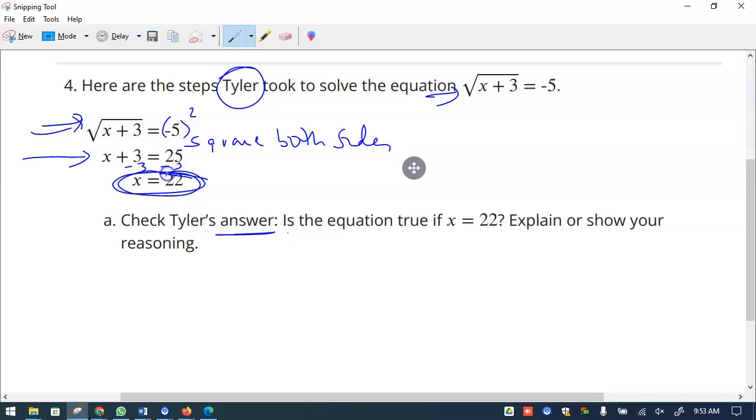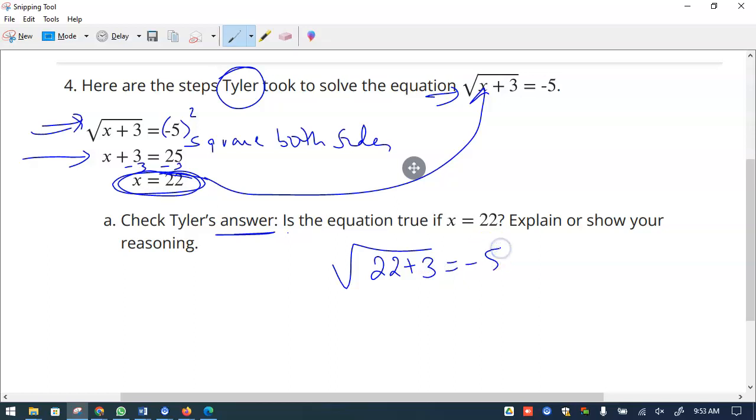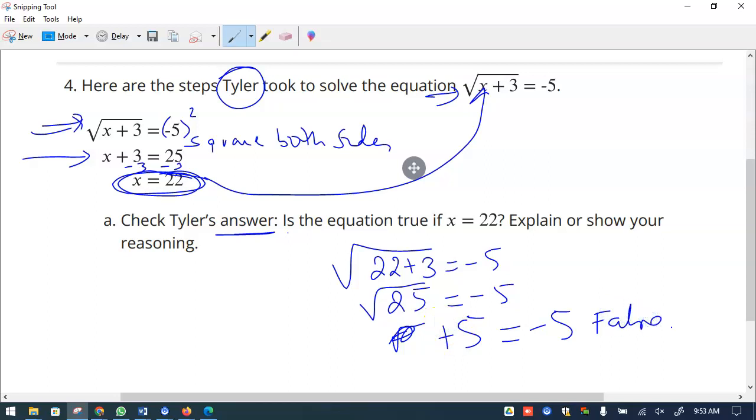So all you have to do is plug this into the original equation and see what happens. I'll put here 22 plus 3 equals negative 5, and you end up getting 22 plus 3 is 25, and the square root of 25 is 5, and you're saying 5 is minus 5. So how can this be correct? This is false. The answer that you got is called an extraneous solution. It is not a solution of the original equation.